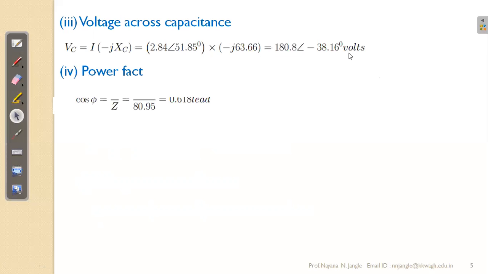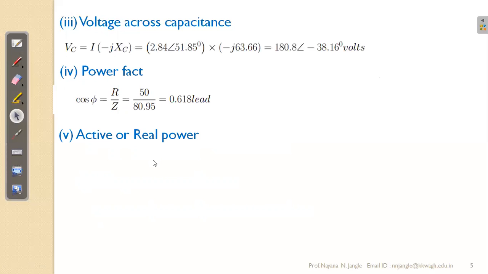Power factor is the ratio of resistance and impedance. So cos phi is equal to R upon Z, where resistance is 50 ohm and impedance is 80.95 ohm. So it is equal to 0.618 leading. It is leading because always in capacitive circuits the current leads by angle phi.